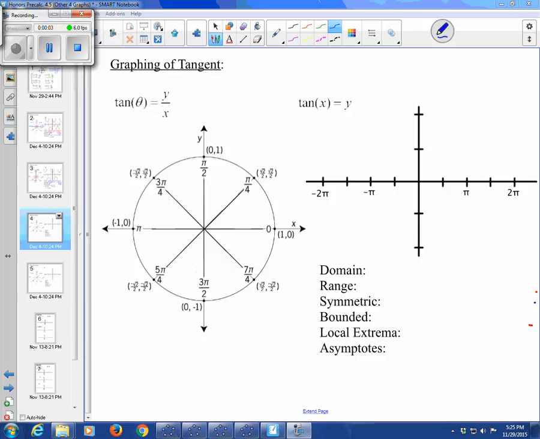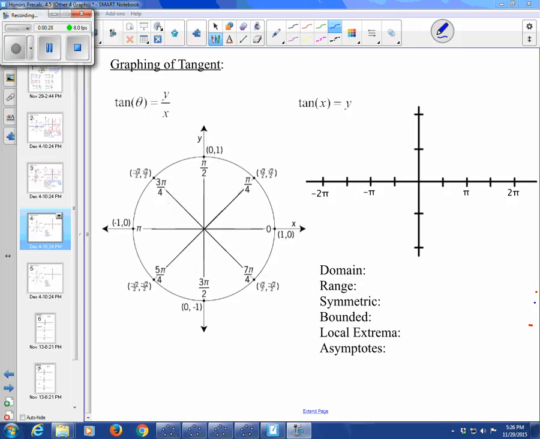Hey guys, so this is our second video for our Flip the Classroom lesson on the graphs of the other four trig functions. And in this video we are going to look at the graphs of tan and cotan. Okay, so in looking at the graphs of tan and cotan, we're going to follow the same sort of strategy that we did for secant and cosecant.